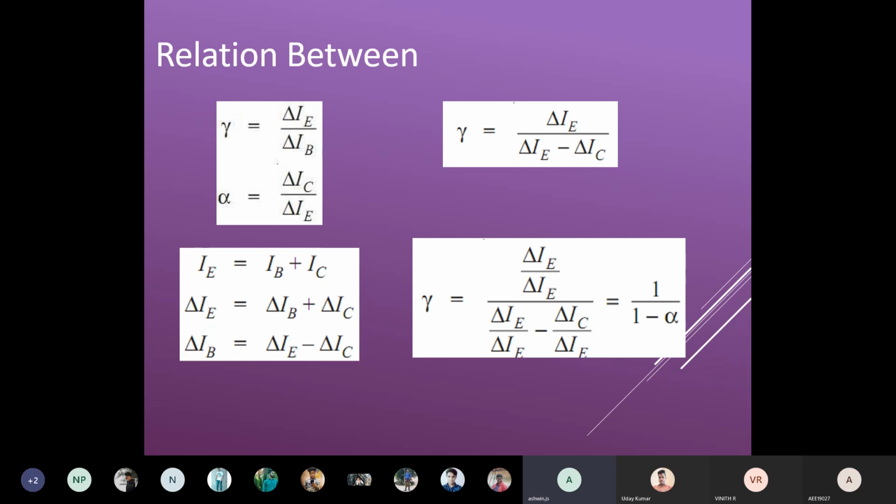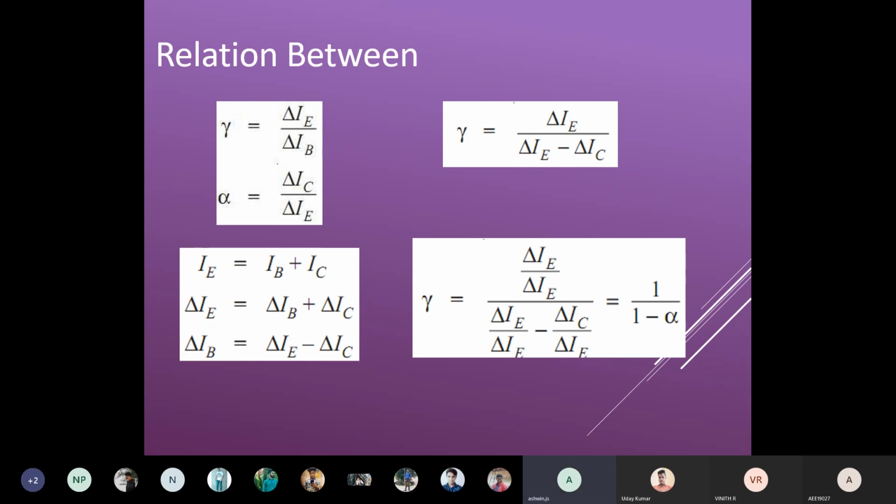And so I'm going to substitute this IB. So del IB is equal to del IE minus del IC. I'm going to substitute this equation in your gamma equation. Why? Because gamma is equal to del IE by, in the denominator, del IB. So I'm going to replace del IB with del IE minus del IC. So if you look at this equation, now the gamma equation will become del IE by del IE minus del IC. Okay.